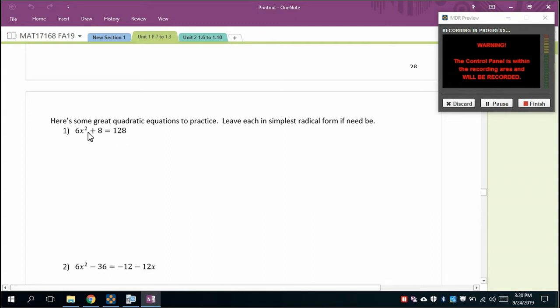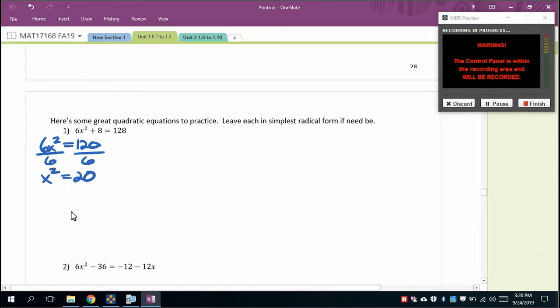So for this next one, 6x squared plus 8 equals 128. Notice that there's no middle term. Now, what that means is, well, theoretically we could factor, but the best way to do this is to move that 8 over to the other side. So we'll have 6x squared equal to 120. And then when we divide out by the 6, we'll have x squared equal to 20.